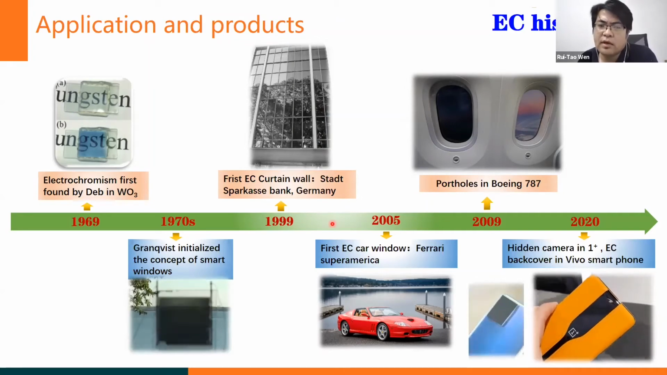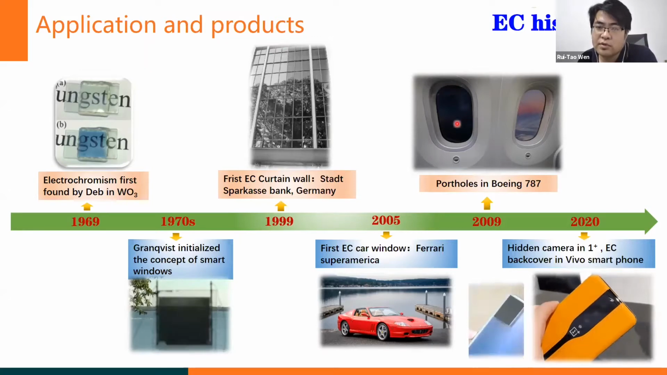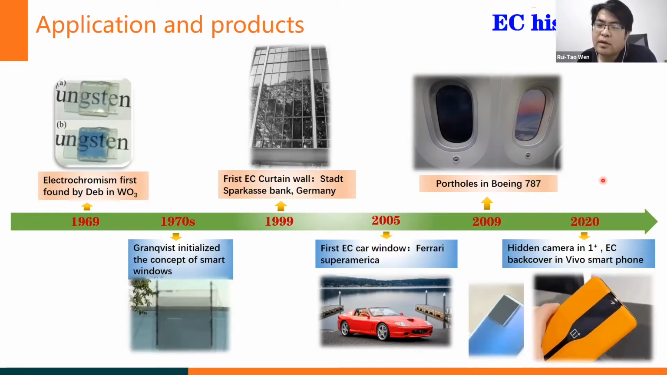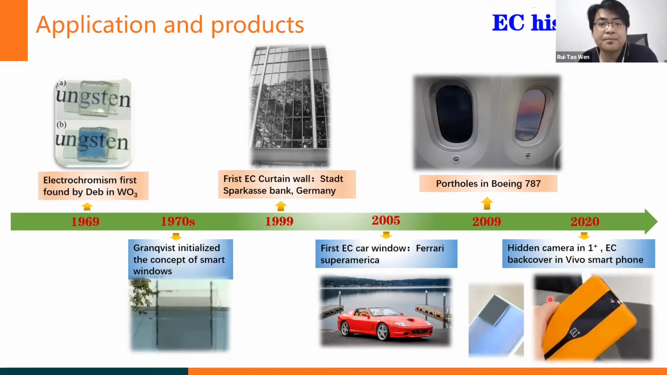In our real life right now, I think the most common electrochromic product that can be observed is in aircraft. For example, if we take the Boeing 787, we will see that the windows are electrochromic windows. You just need to change the color or transmittance state by pressing the button here. As I mentioned, in 2020, last year, two companies in China initiated the concept of using electrochromic materials in mobile phones, as you can see from here.